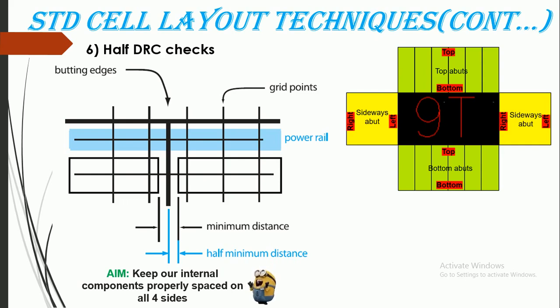Yes, as the name says, as I said before, half DRC means half of the minimum DRC we need to keep from the PR boundary. That's it. That much simple it is.